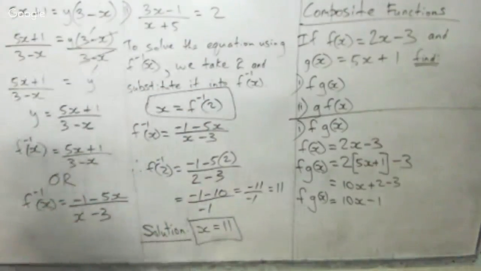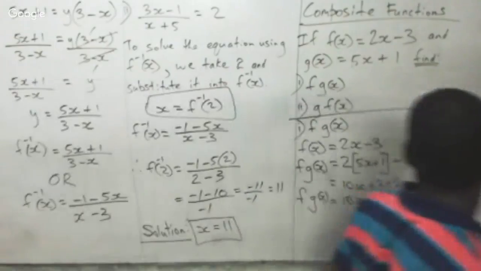Try the other one now, sir. You want to try that one? Sure, try that one. G of x. So what will you say? Do the g of f of x.